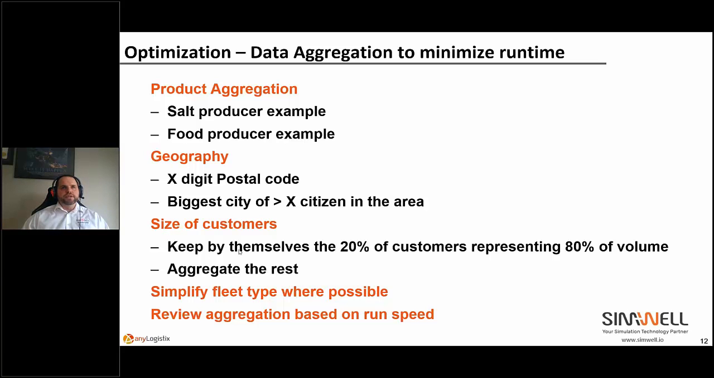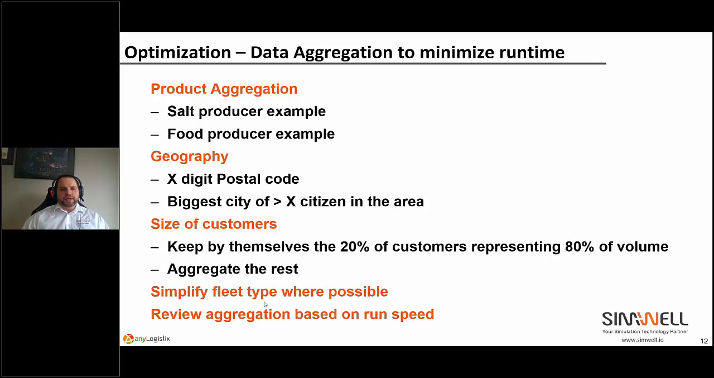Another one is the size of customers. Obviously, if you have big customers that are representing a large chunk of your volume, then you may want to keep them inside your model as is. So keep them like the Pareto percentage: the 20% of customers that are representing 80% of the volume, you may want to keep them as is in the model, not aggregate them necessarily, and everybody else, all the small clients, you can aggregate.